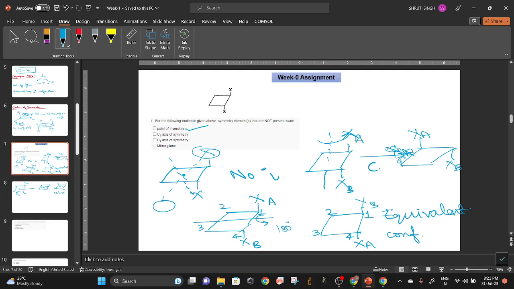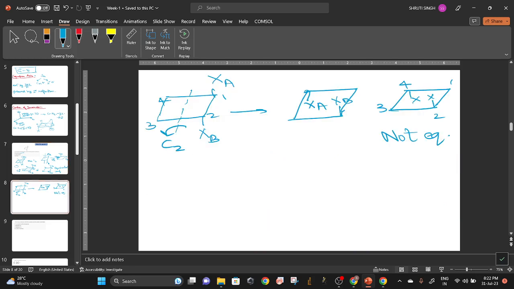So this was C2Z, this is C2X, and we'll name this one as C2Y. Then we can say that C2X is present. Okay, are you guys following?